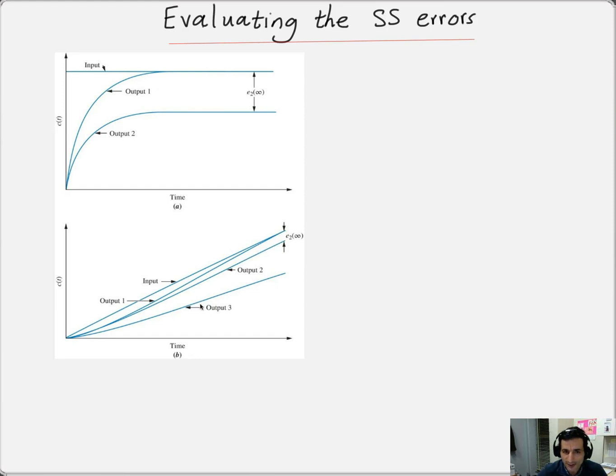And then of course we have here output 3, which is going to increase, but it's going to increase at a different rate or different slope than your desired input. So in this case, we say that your output 3 is eventually going to diverge from your desired input.